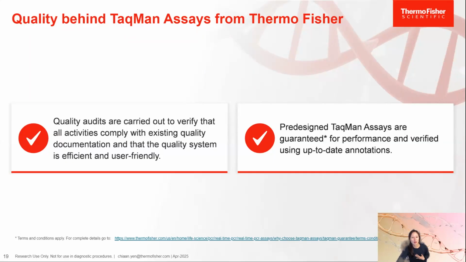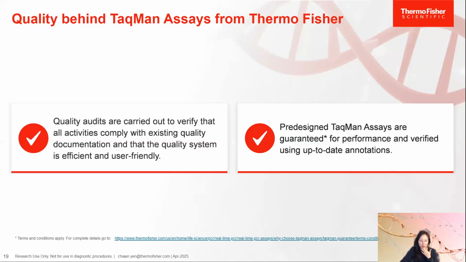And I want to really emphasize that at Thermo Fisher, we have a good quality system and regular audits that control our facilities that manufacture these TaqMan assays so that we can ensure that they are consistent in performance. Every time you order a made-to-order assay, you will be provided a CFA. Our pre-designed assays are guaranteed for performance for single-target reactions, and they're verified with up-to-date annotations. For more terms and conditions of this guarantee, you can look that up online.